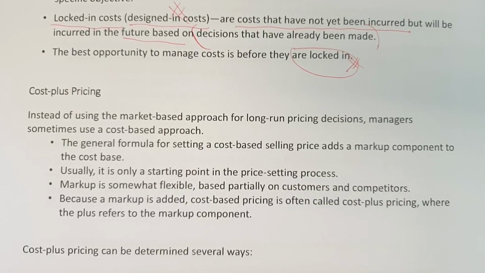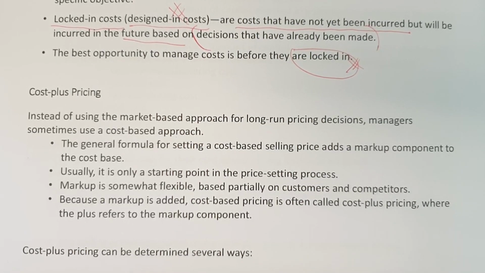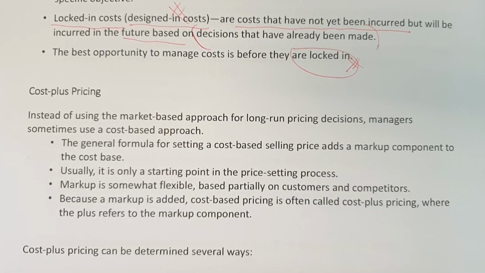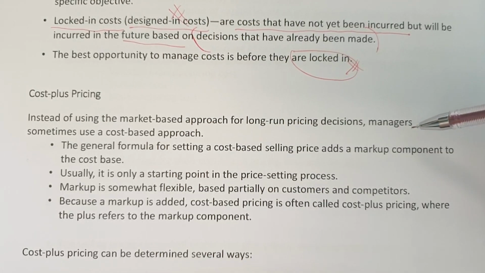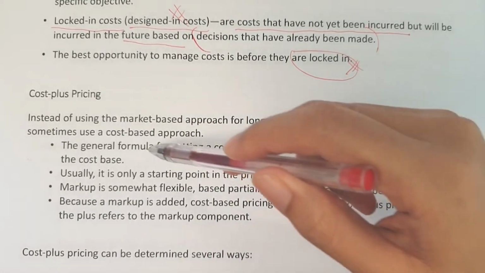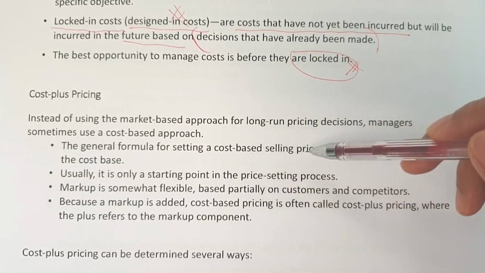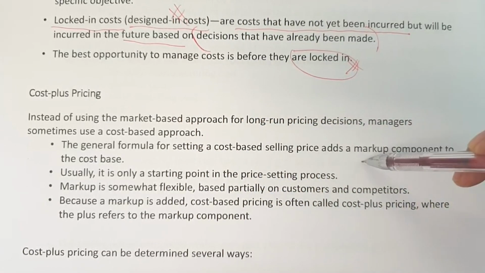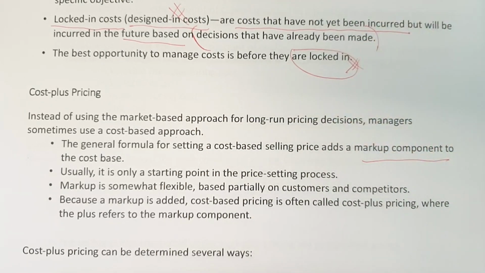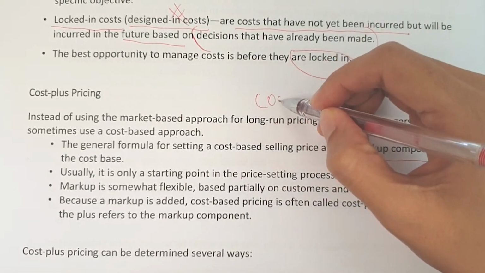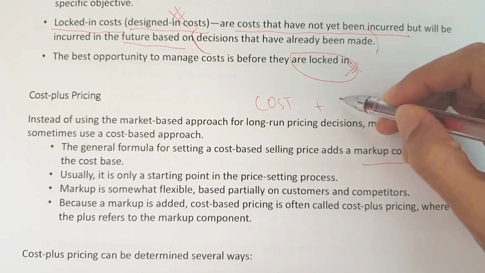Okay, now we look at the second method for pricing, that is cost-based or cost-plus. It is similar. Okay, instead of using the market-based approach for long-run pricing decisions, managers sometimes use a cost-based approach. The general formula for setting a cost-based selling price is to add a markup component to the cost. Okay, it's very easy, like what we always do. We calculate the cost and then we add the markup.